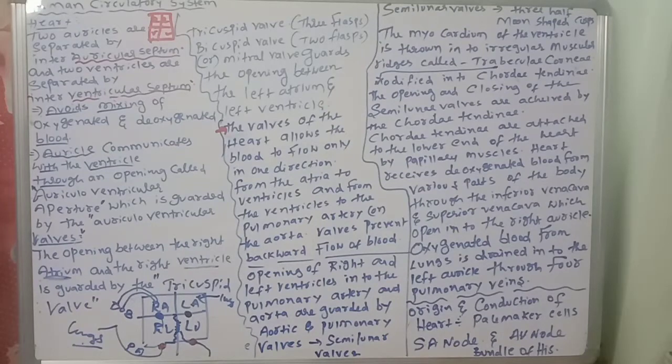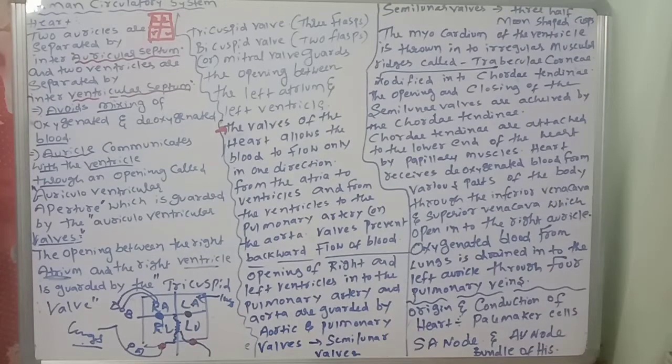What about oxygenated blood? Oxygenated blood from the lungs is drained to the left auricle through 4 pulmonary veins. Through that, the oxygenated blood from the lungs reaches the left auricle, then the left ventricle, and through the aorta to the body parts. Like this, the oxygenated blood reaches the different parts of the body.